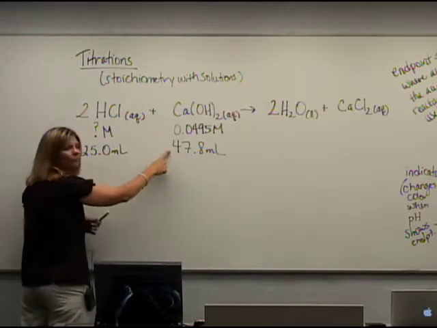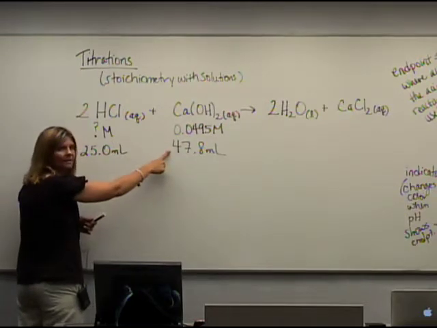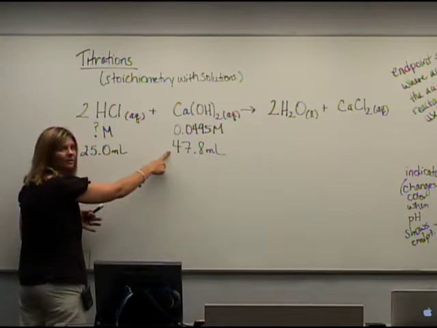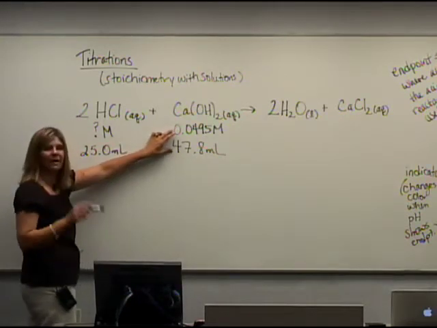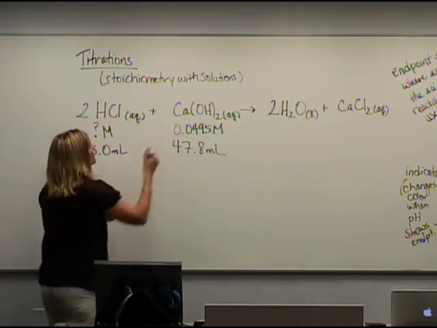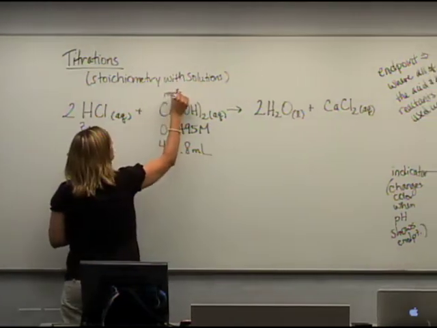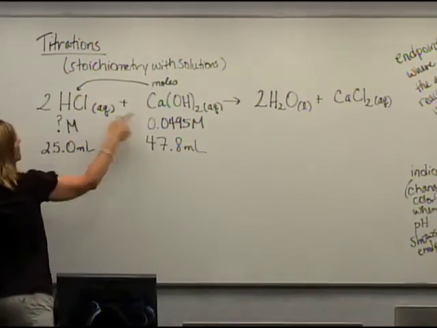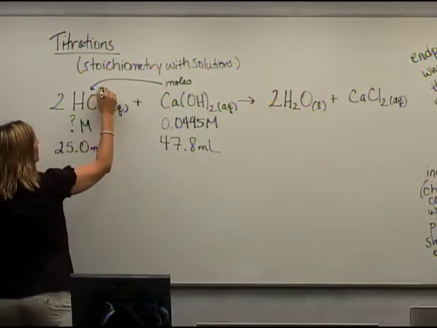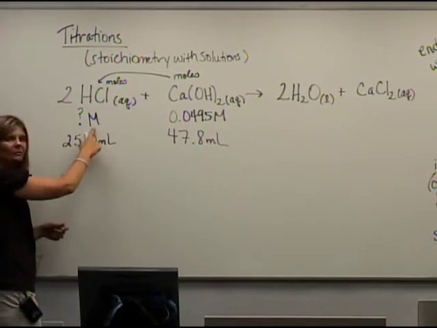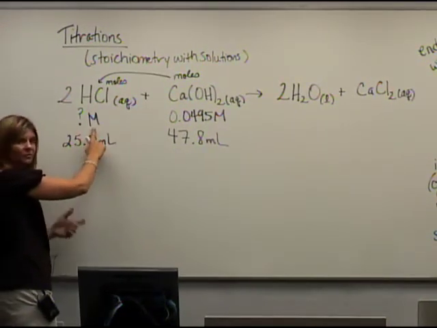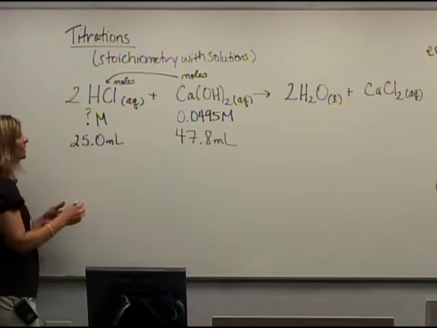Can I find the number of moles of calcium hydroxide that got reacted or used up? And I'm hoping you answer yes to that. If I know volume and molarity, I can find moles. So if I find moles of this, I can use this 1:2 ratio to find moles of HCl. If I know moles and volume, can I find molarity? And the answer is yes. That is my exact definition of molarity.